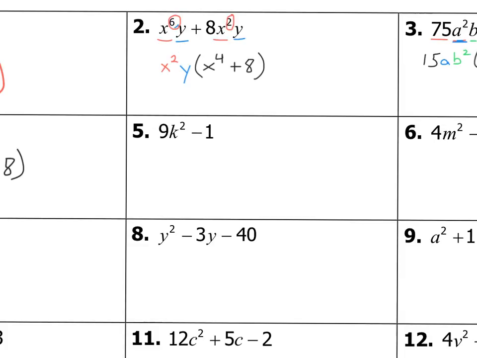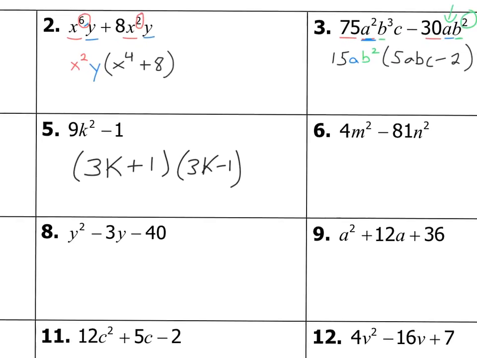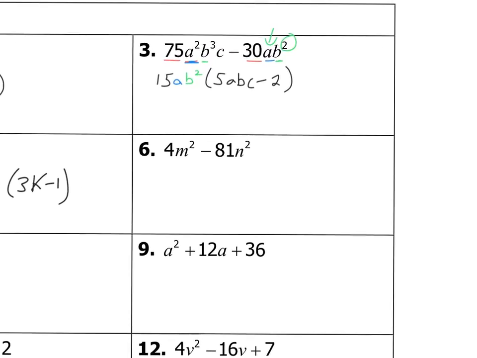What's the square root of 9k squared? Well, the square root of 9 is 3. Square root of k squared is k. And then the square root of 1 is 1. So it would be 3k plus 1, 3k minus 1. And again, distribute, use FOIL to see if you come up with the original polynomial that we started off with.